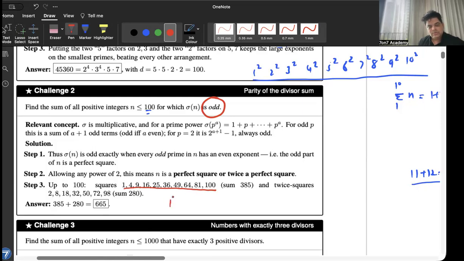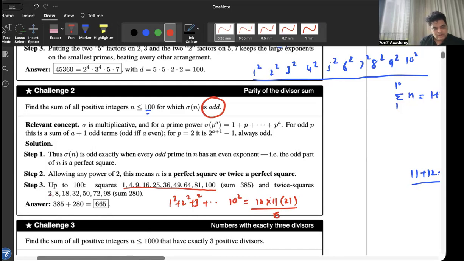So how will you add this: 1 square plus 2 square? You would use the formula. Yes, beta. Then 10 square, then you will use the formula for the sum of squares: 10 into 11 into 21 by 6. That is 385. Perfect.